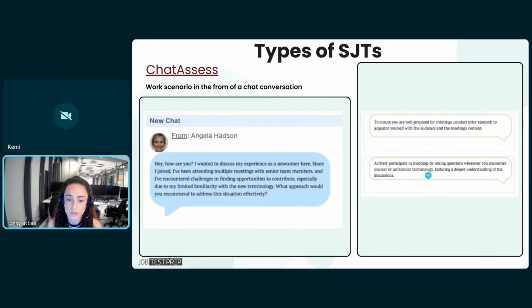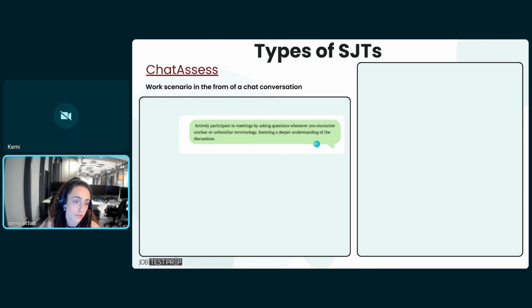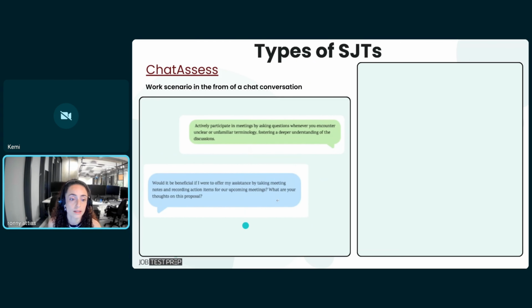So say we choose the second option, the more proactive option. So we responded to her. And then usually what will happen is you will get another response, either as a follow up to what you said or asking you something additional. So in this case, she follows up with, "Would it be beneficial if I were to offer my assistance by taking meeting notes and recording action items for our upcoming meetings? What are your thoughts on this proposal?"